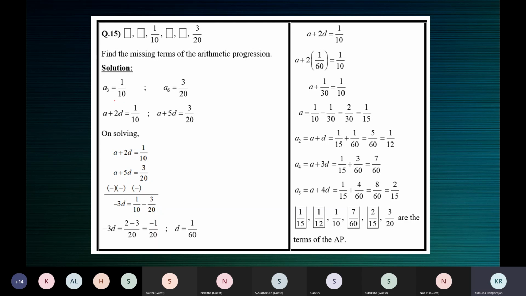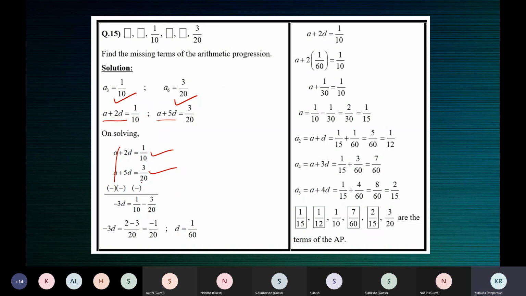So as I told you, the third term is 1 by 10. The sixth term is 3 by 20. A3 is A plus 2D. A6 is A plus 5D. Now we have these two equations. Solve, change the signs. When you change the signs, plus A becomes minus A, so A minus A gets cancelled. Plus 2D minus 5D is minus 3D.